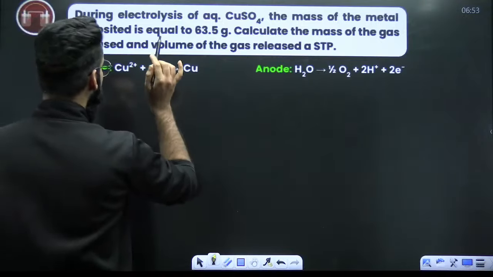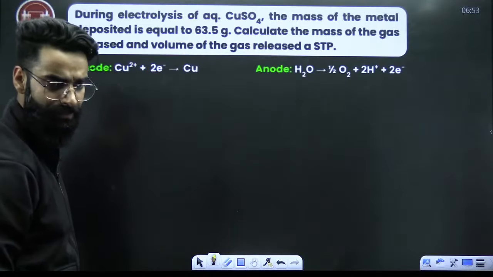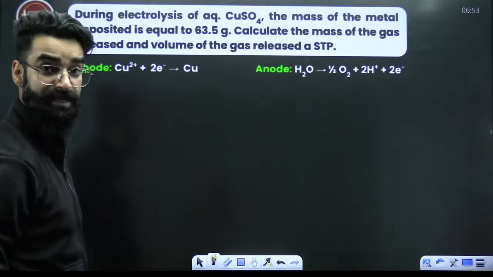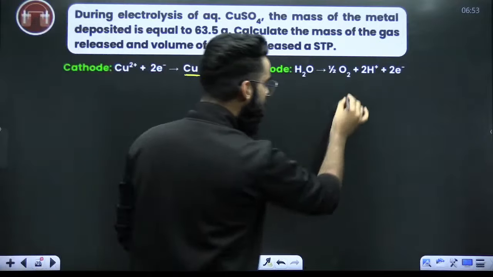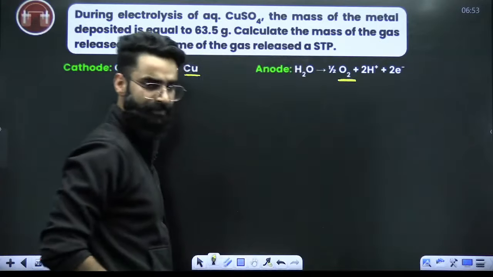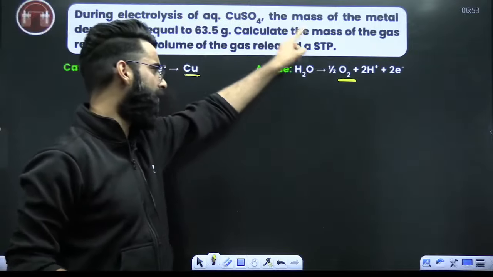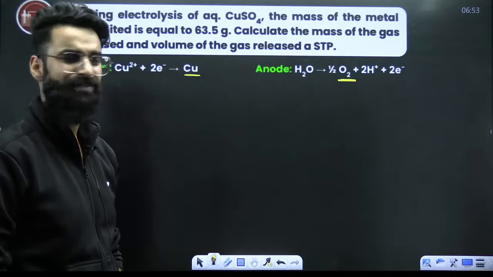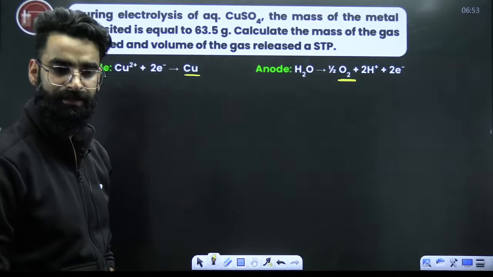See guys, as far as the question, we are doing the electrolysis of aqueous CuSO4. And when we do the electrolysis of aqueous CuSO4, at the cathode copper gets deposited, and at the anode, O2 gas gets liberated. This is something which we already know. What does Faraday's law say?